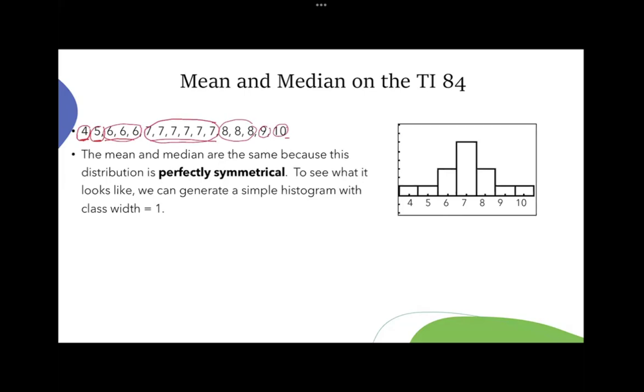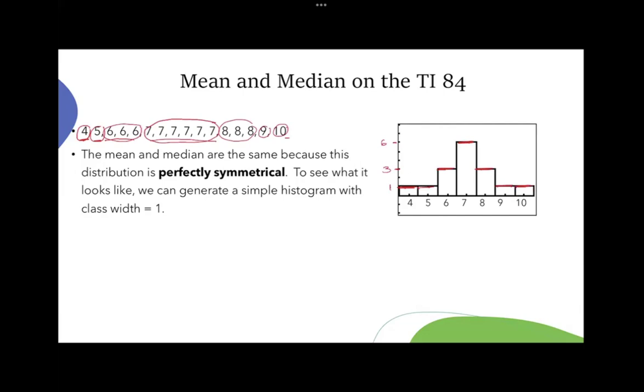I'm not going to ask you to do this histogram on your calculator, but if you label the horizontal axis with the numbers in the distribution, 4 through 10, and the height of the bar is the frequency, you see that we have 1 four, 1 five. There are 3 6s and 3 8s, and there are 6 7s. Okay, and there's 1 9 and 1 10.